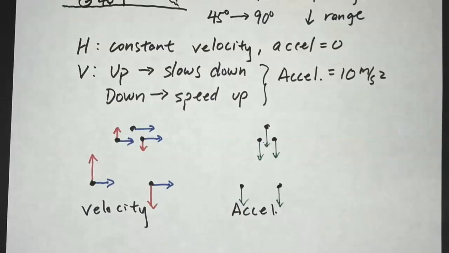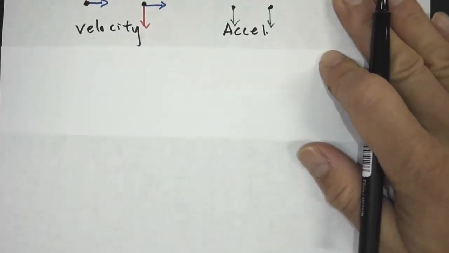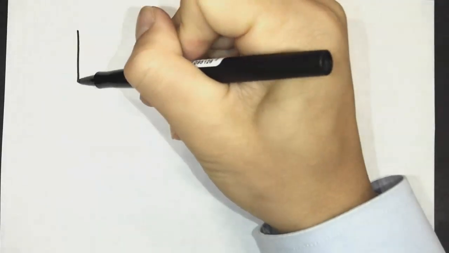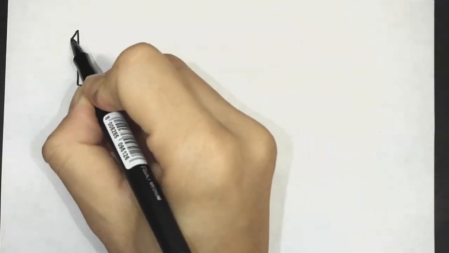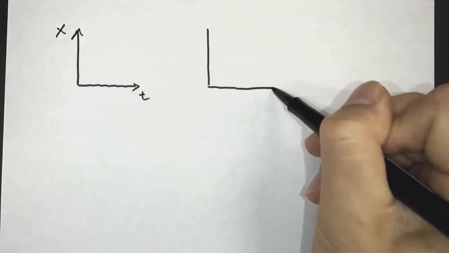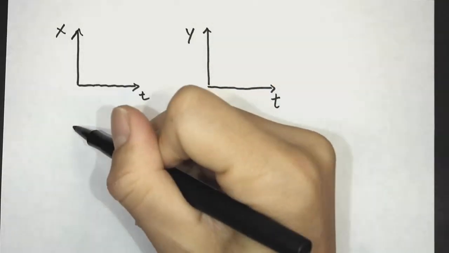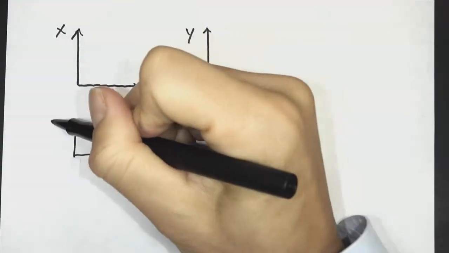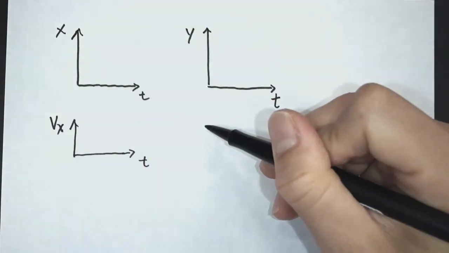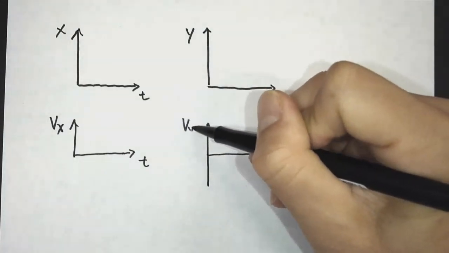Now let's take a look at what the graphs will look like. We're going to create 4 graphs. First is a position versus time graph for horizontal position. The second one will be a vertical position versus time. The third one will be a horizontal velocity versus time. And the last one will be a vertical velocity versus time.